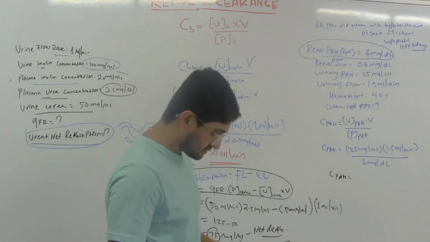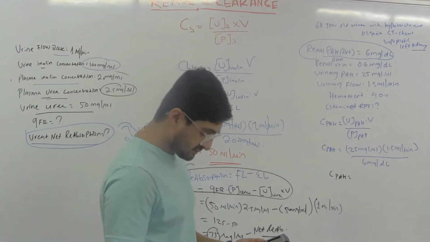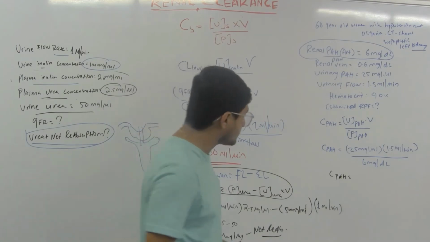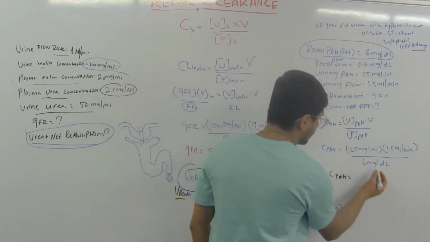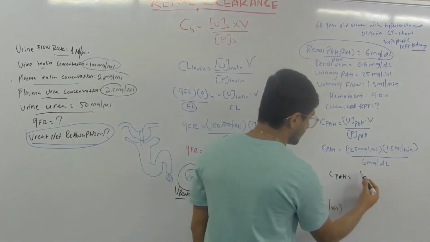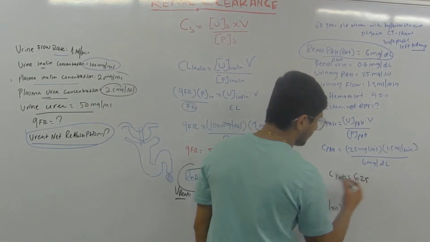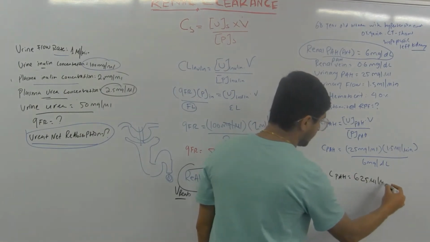So 0.06 it should be, right? 25 times 1.5 divided by 0.06 it should be, because if you change the deciliter to milliliter, it should be 0.06, divided by 100. So that's why you should be able to get, so that will be able to give you 625 ml per minute.